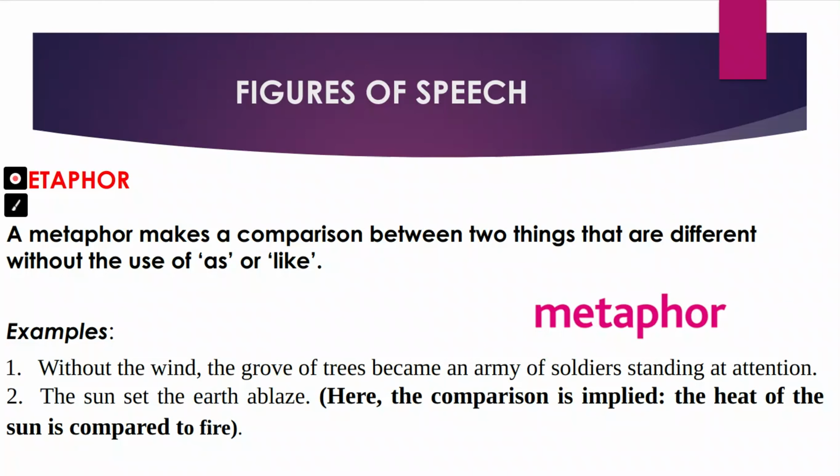Now, in this sentence, the comparison is being made between the heat of the sun and fire. The sentence could have said, the sun was fire. In that case, the comparison would have been more direct, more obvious. However, the comparison here is implied since the word ablaze has to do with when something is on fire. So it is understood, it is implied here that the comparison is between the heat of the sun and fire.